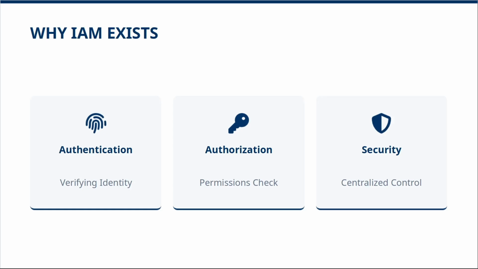IAM exists for three reasons. First, authentication, verifying who the identity is. Second, authorization, deciding what the identity is allowed to do. And third, secure access control, making sure permissions are enforced consistently across AWS. This is where interviewers start checking whether you understand security fundamentals.